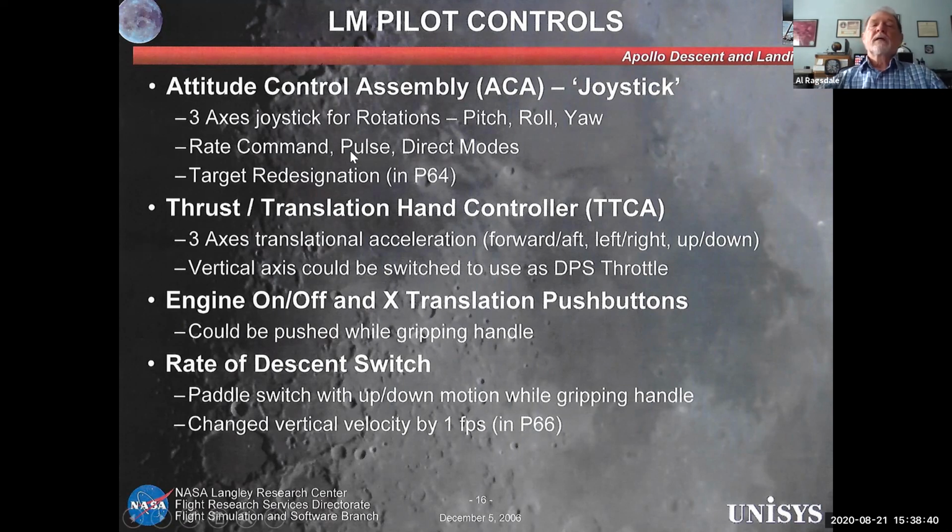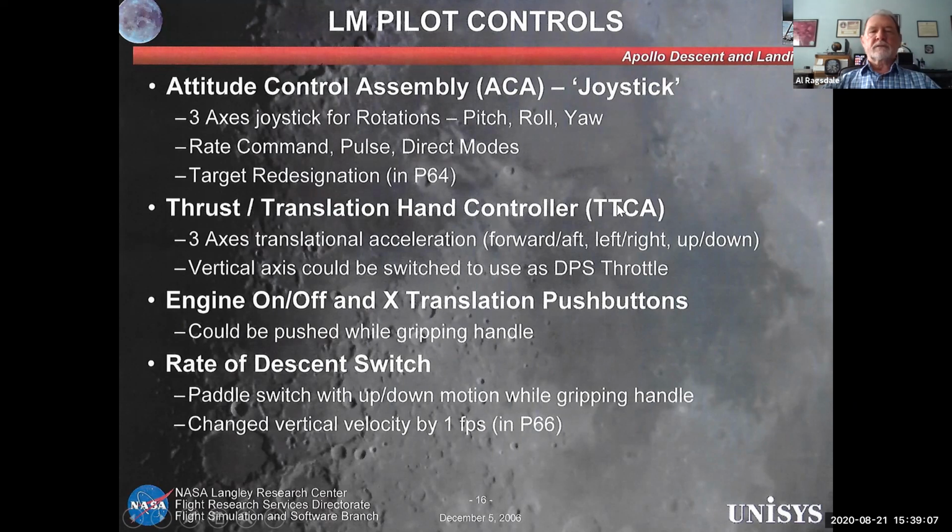The pulse mode would just fire the jet for a minimum amount of time so that it would slowly accelerate or rotate. And direct mode was only for emergency, that if all else failed, if you went to direct mode, if you move the stick, the jet's fired till you let go of it. And also that joystick was used to redesignate the target in P-64.